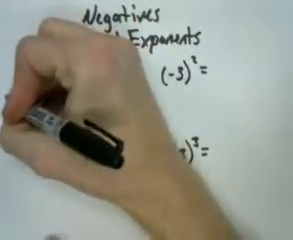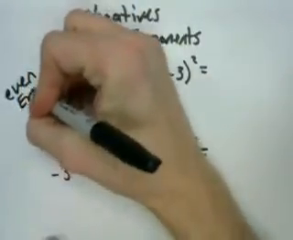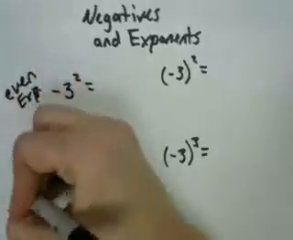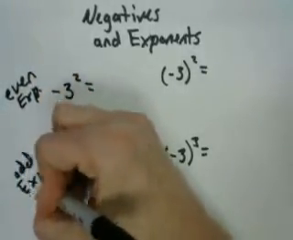different, is that we have an even exponent. I'm just going to abbreviate that EXP. And then we have an odd exponent.